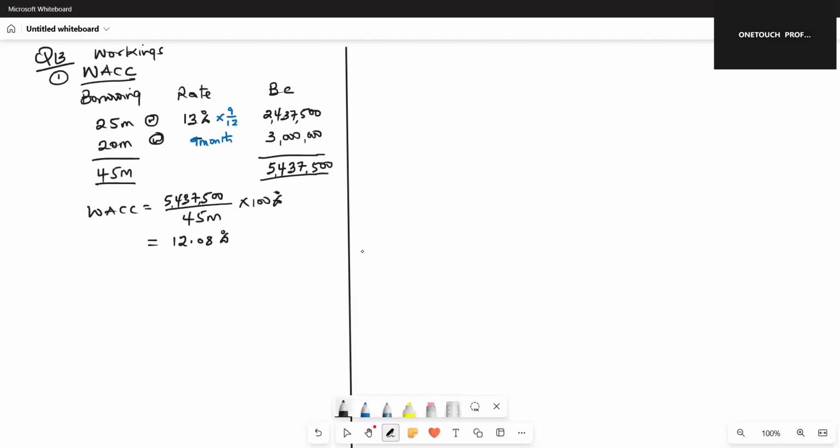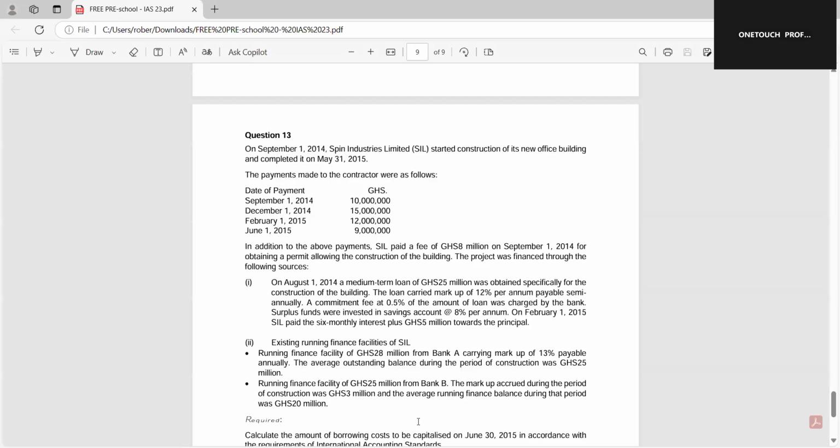Let's go back to our question. All right. So what is the next thing we are supposed to do? We have been given some payment schedule. The specific borrowing cost is 12% and then the 0.5%. And then the surplus funds can be invested at what? At 8%. Is that not it?